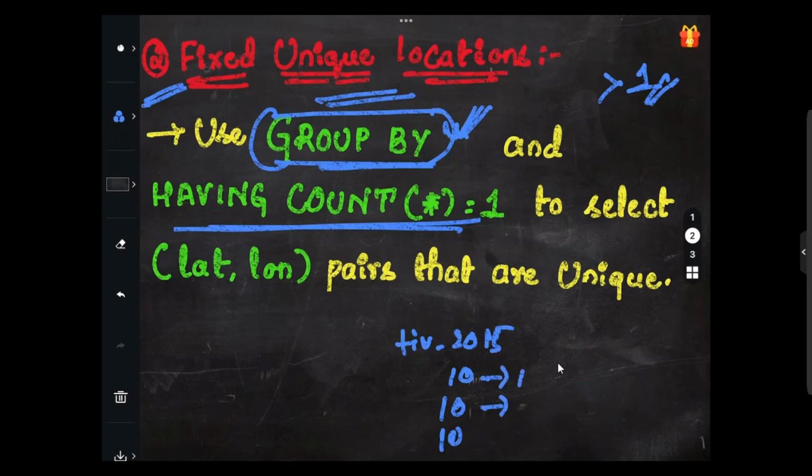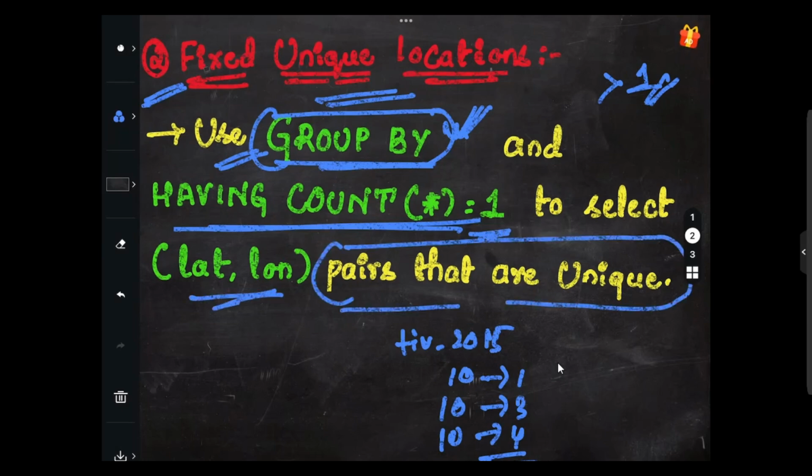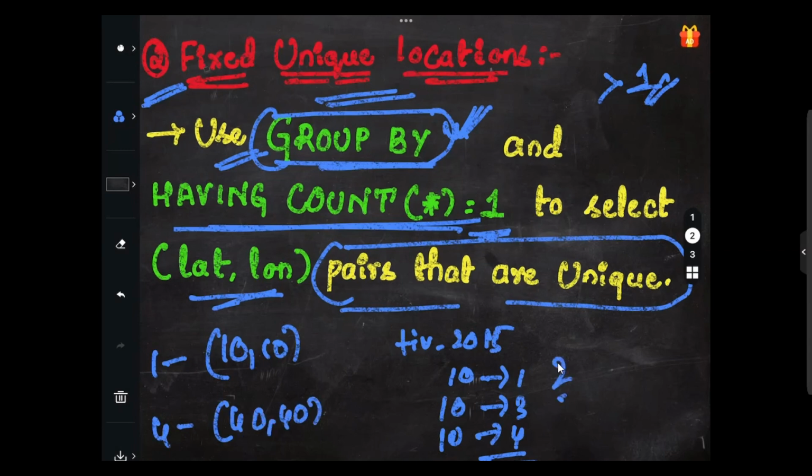With the PIDs 1, 3, and 4, you can clearly see this. So we made use of group by and having count of star equals 1, now to select the latitude and longitude pairs that are unique. In our example we considered 10, 10 for PID 1, and for PID 4 we had 40, 40 latitude and longitude. PID 2 we already ignored, because the value was not duplicated in the TIV_2015 column.